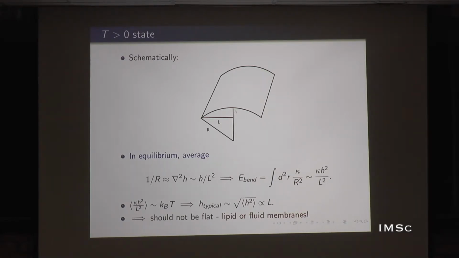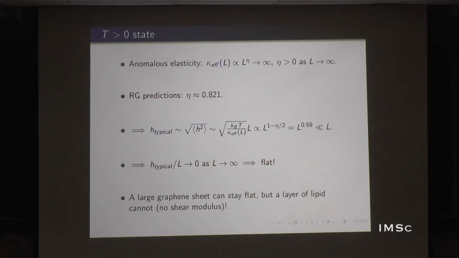Now, why is this inoperative for a tethered membrane? Because of the quartic interaction, there is anomalous elasticity for tethered membranes. I will not show you how it comes, that is just a standard calculation. It basically says the effective bending modulus depends on the size of the membrane. It scales as L to the power eta, where eta is positive, so for very large L, in the thermodynamic limit, the bending modulus is infinitely large. There is a prediction for eta of about 0.821. I do not know how good it is numerically, but it is certainly a positive number, which can be argued.